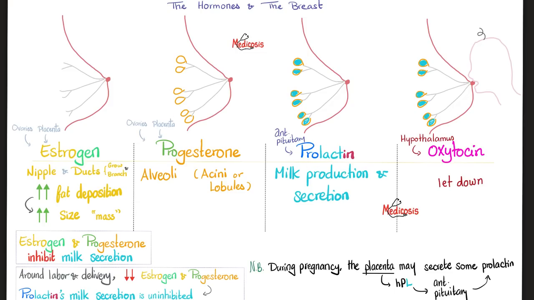Then prolactin is gonna fill those acini with milk. So prolactin is for milk production. It is prolactation. And then oxytocin is gonna push the milk out. The same oxytocin also contracts the uterus and can push the baby out.